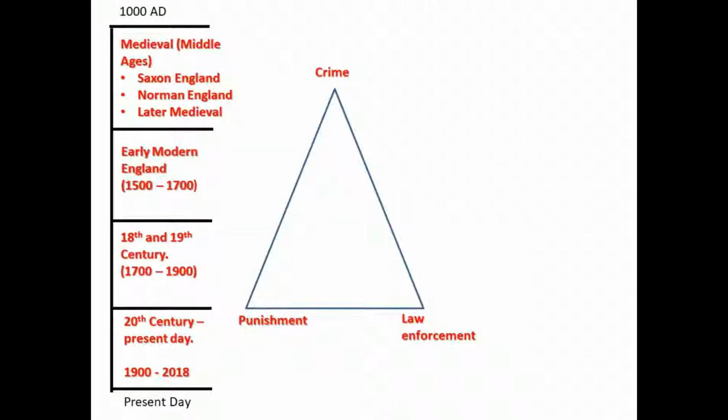And then within this unit, we are studying 3 areas. So we're looking at crime, and we're looking at punishment, and we're looking at law enforcement in each of those 4 time periods. Then inside the triangle, we're looking at 2 key concepts. We're looking at change and we're looking at continuity.